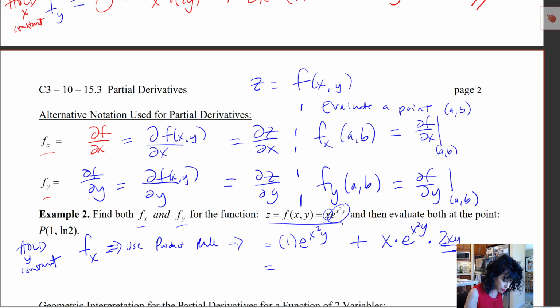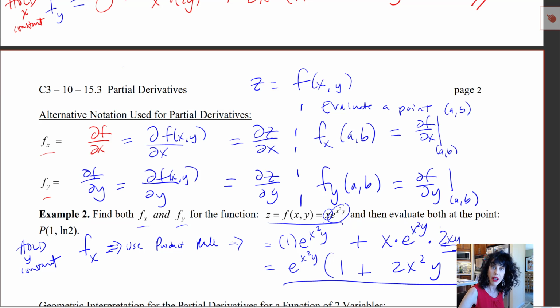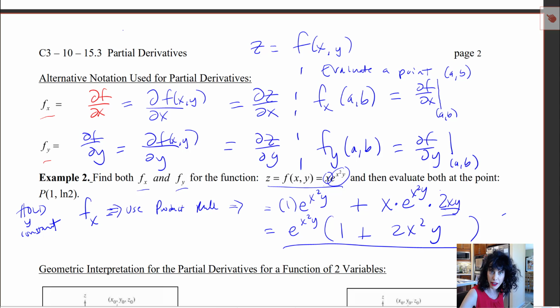And then cleaning this up a little bit, you can factor out a common factor of e to the x squared y, and then you'll have 1 plus 2x squared y there. So there's your first partial of the function f with respect to x. We needed the product rule. Now, take off these glasses, put on a different set of glasses, because we're going to take the other partial. The partial of f with respect to y.